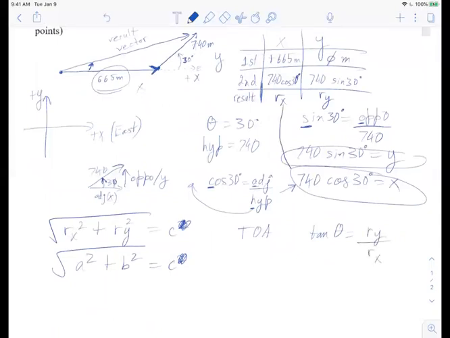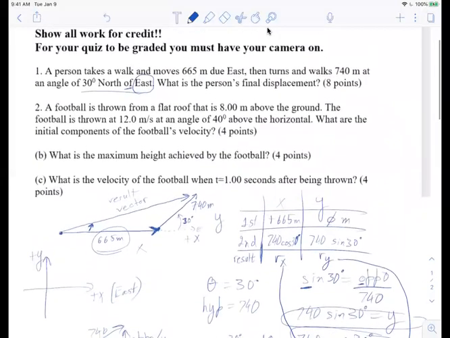Whatever values you found, you plug them in and take the inverse tangent, because you want to get rid of the tangent and isolate the angle. And now you've got the angle. I'm not going to solve the math, but that's basically all you should have to do, and then you can find the person's final displacement. And this is not even asking about the angle. It just wants the final displacement.